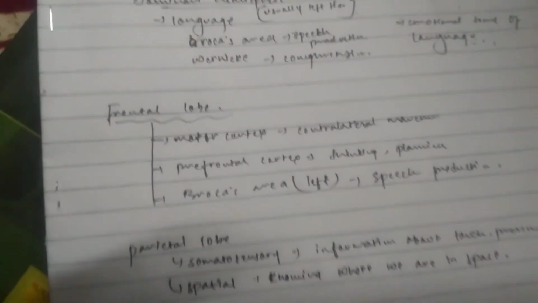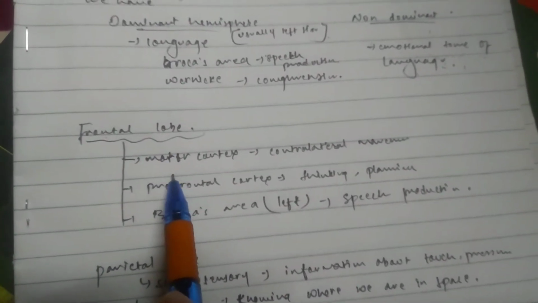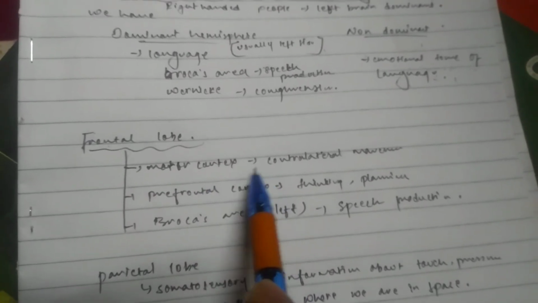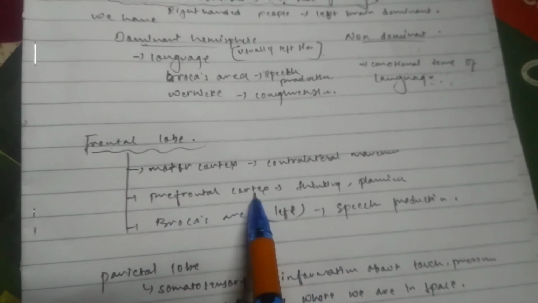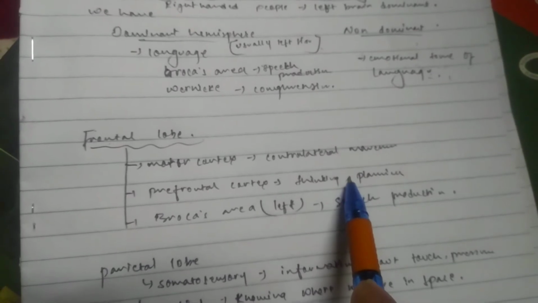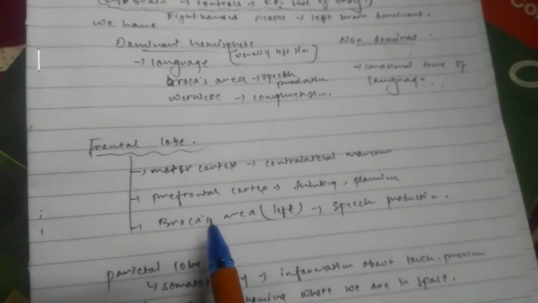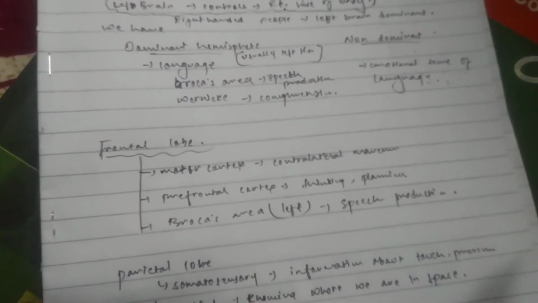Now, talking about the lobes, the frontal lobe. The frontal lobe has the motor cortex. The motor cortex is all about movement. Which movement? Contralateral movement. The prefrontal cortex is all about thinking and planning. And in the frontal lobe there is Broca's area. Broca's area is the area of speech production.